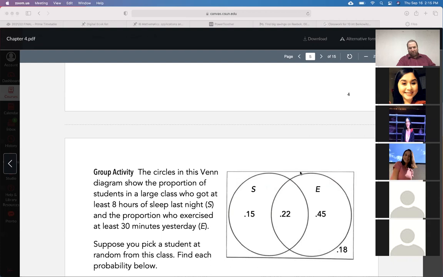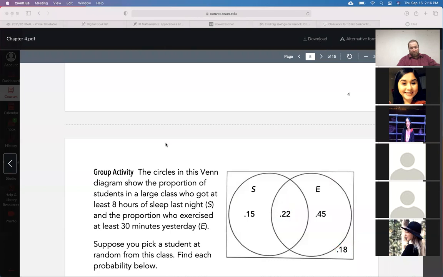Well, the universe is the whole rectangle, including all of this, right? This whole rectangle is the universe. So I'm looking at just this part. Who would be characterized? That 18% is referring to which people would fall into this category here? People who didn't do either. People who did not do either. They did not exercise 30 minutes, so they're not in the E circle, and they did not get at least 8 hours of sleep, so they're not in the S circle. There's 18% of the people who fall in that category. And what about these guys right here? They did both.